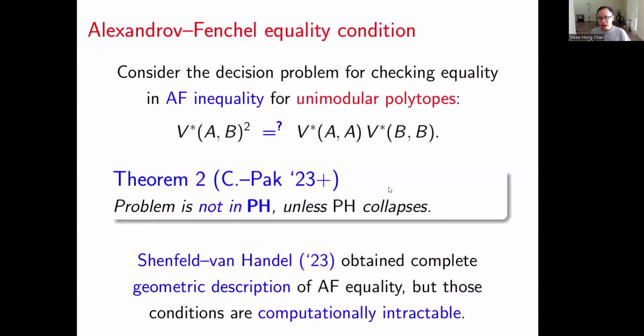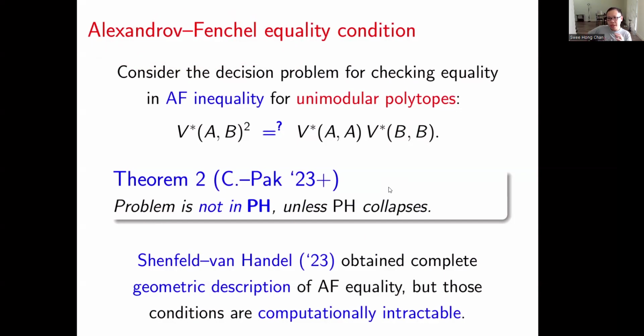Now, recall that Stanley's inequality, as we have seen before, is a special case of the Alexandrov-Fenchel inequality. So in particular, because we already know that the Stanley equality condition is not in the polynomial hierarchy, it follows immediately that for the Alexandrov-Fenchel inequality, the equality condition is also not in the polynomial hierarchy. And that is our main result. That is the title of our talk.